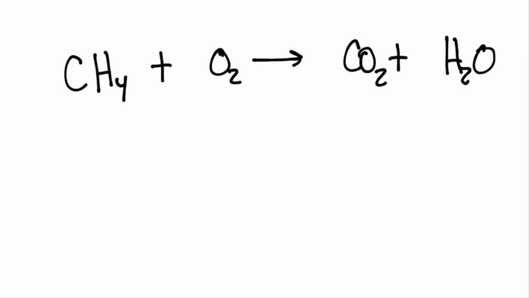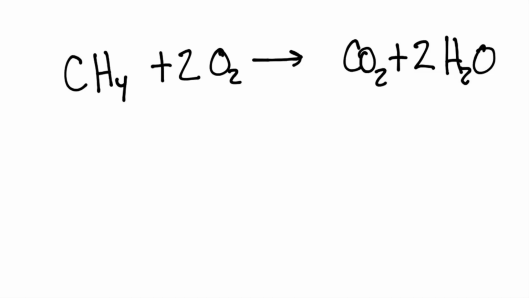Again, notice I'm leaving spaces for coefficients to balance these equations. Oxygen has to come in pairs, so that means that the coefficient in front of the water has to be an even number. I'm going to put a 2 in front of there and see what happens. Now we have 4 hydrogen atoms, and we have 4 oxygen atoms, so I'm going to put a 2 in front of here, and this is now a balanced equation.